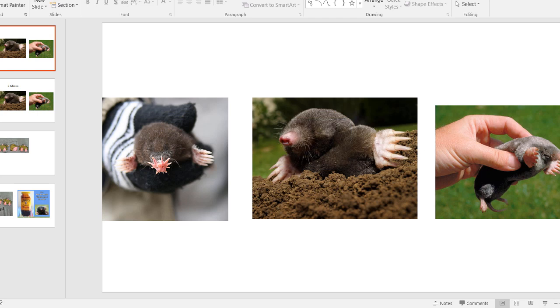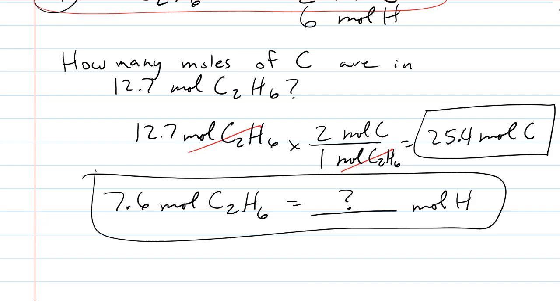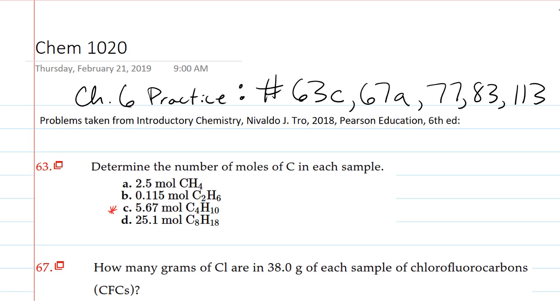There we go. So here's what you need to work on the rest of the hour today. In your textbook, in chapter 6, 5 problems. Number 63, letter C. Number 67, letter A. Number 77, number 83, and number 113. These are all odd number problems. They have answers in the back of your book.